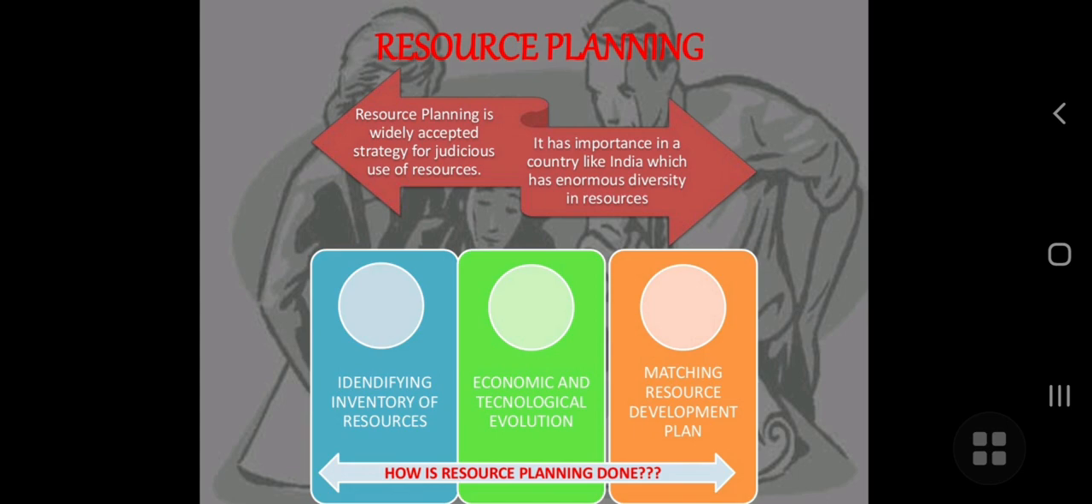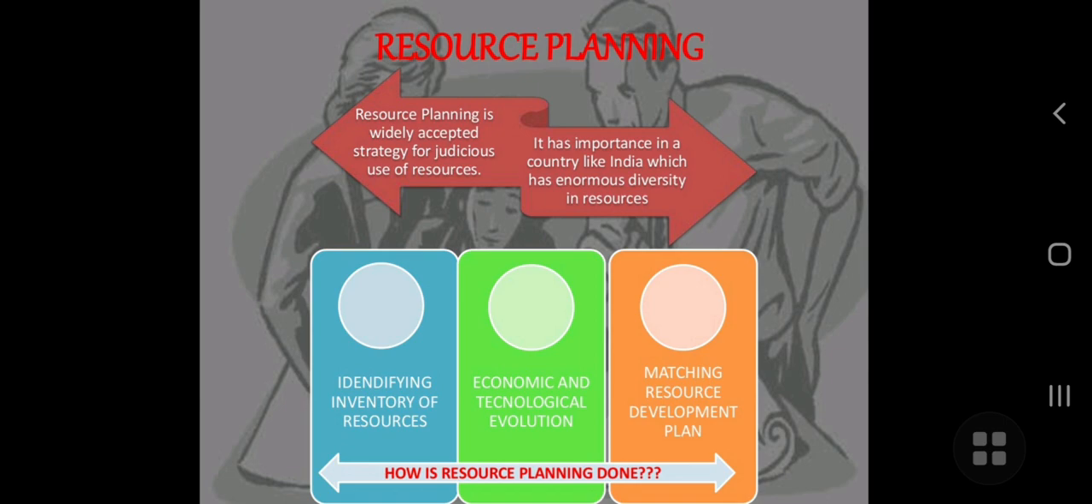So India has made concerted efforts for achieving the goals of resource planning through 5-year plans. These 5-year plans were prepared by the Planning Commission, but now we have the Niti Aayog in place of the Planning Commission to formulate the policies for developmental plans.